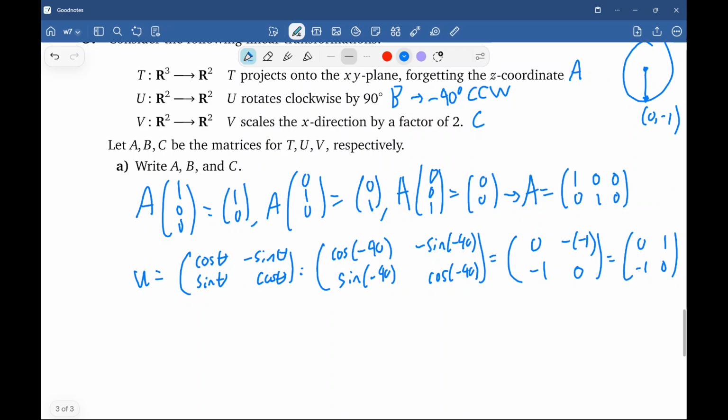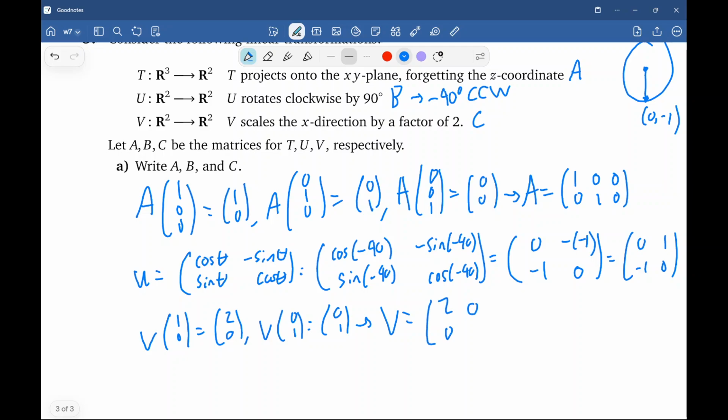And then C, I'm scaling in the x direction by a factor of 2. So if I multiply that by 1, 0, I'll just get 2, 0, because I'm scaling by a factor of 2. But if I multiply that by 0, 1, I'll just get 0, 1, because I'm doing nothing to the y direction. And C is going to be 2, 0, 0, 1.